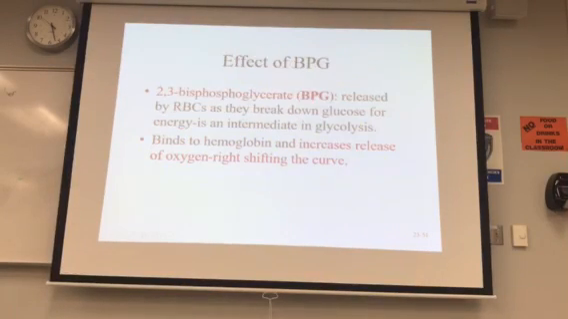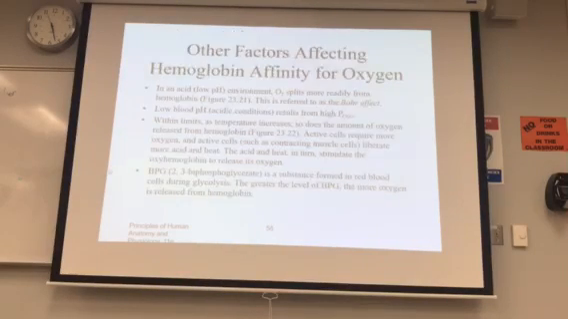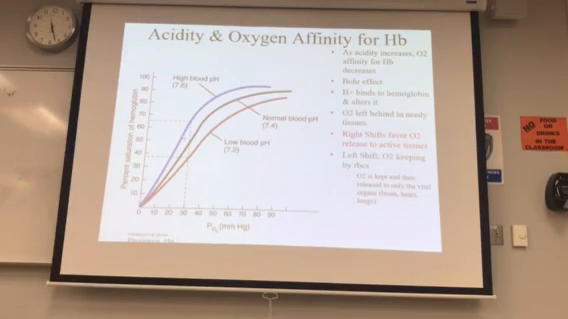Now, we can cause a shift in the curve. Shifting the curve means that we favor giving oxygen away at the same PO2. So I want you to think about when you're looking at this, low blood pH. When you have a low blood pH, right here, we can see that as a sign of acidosis. We can see that as a sign of lactic acidosis, diabetic ketoacidosis. It's going to cause a right shift.